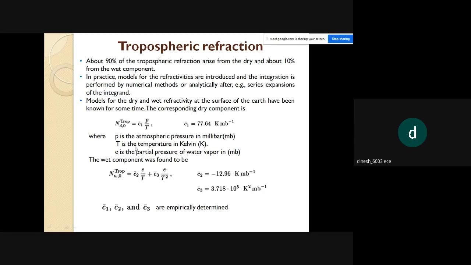Whereas for the wet component, we can find N_W naught of tropospheric refraction as C2 E bar over T plus C3 E bar over T squared. So C2 is minus 12.96 Kelvin per millibar, and for C3, 3.718 times 10 to the power 5 Kelvin squared per millibar. These C1, C2, C3 are empirically determined.